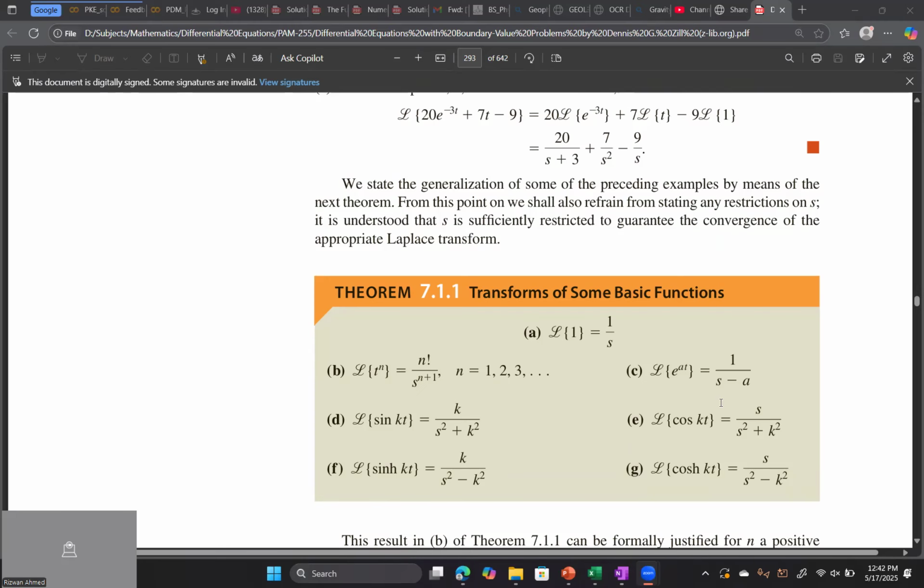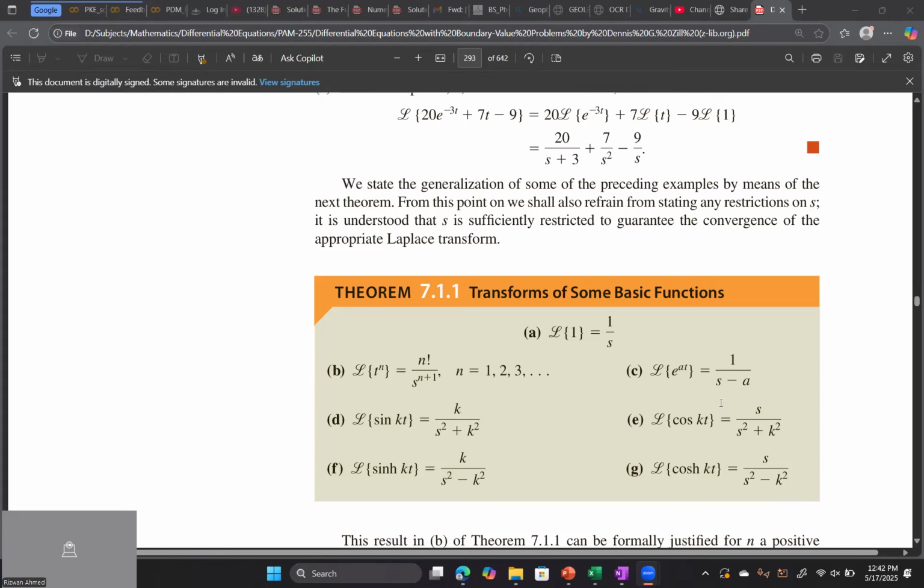The standard table of Laplace transforms is shown, a part of it is shown in 7.1.1. So we have the Laplace transform of 1 as 1 over s, the Laplace transform of t raised to the power n, an integer, as n factorial over s raised to the power n plus 1, and the Laplace transform of e raised to the power at is 1 over s minus a. These are the simple functions for which I calculated the transforms in the previous video.